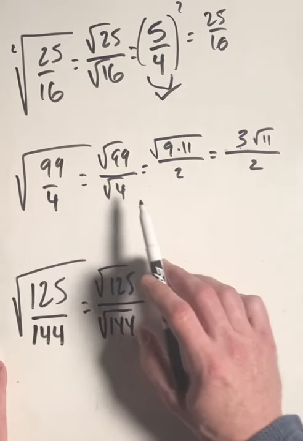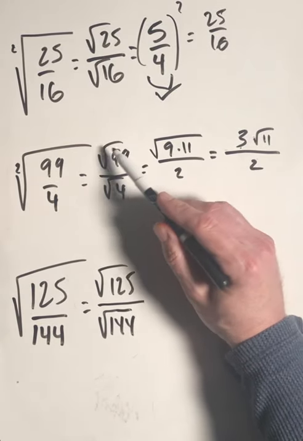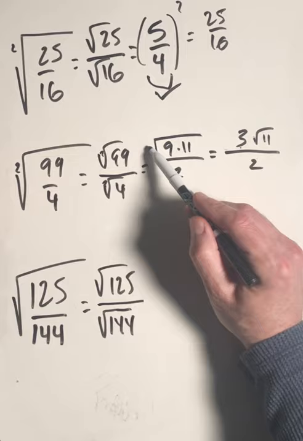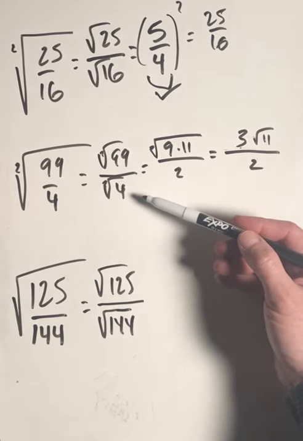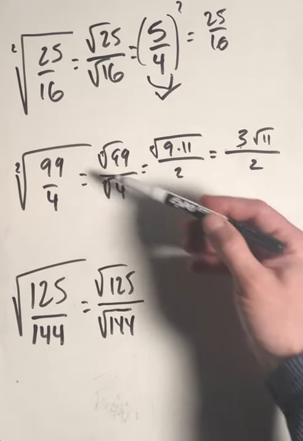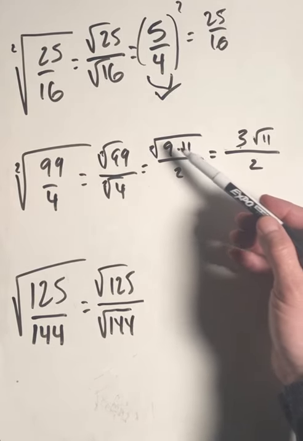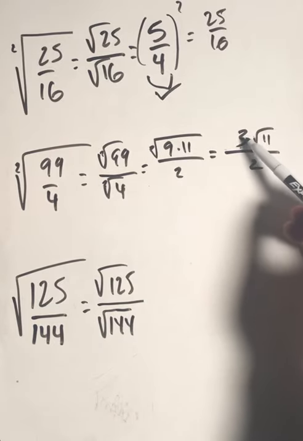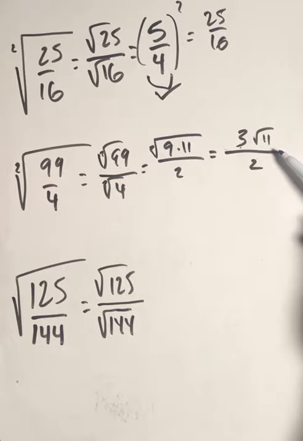Right, we'll look at that one again. We were looking at the square root, so we were looking for numbers that have perfect square factors. We broke the 99/4 up into the square root of 99 over the square root of 4. The square root of 4, the denominator, is 2. That held all the way through. The square root of 99, we looked for perfect square factors. 99 is 9 times 11. 9 is a perfect square, so the square root of 9 is 3. The square root of 11 can't be simplified, so we just leave it as the square root of 11. So all told, we have 3 times the square root of 11 over 2.